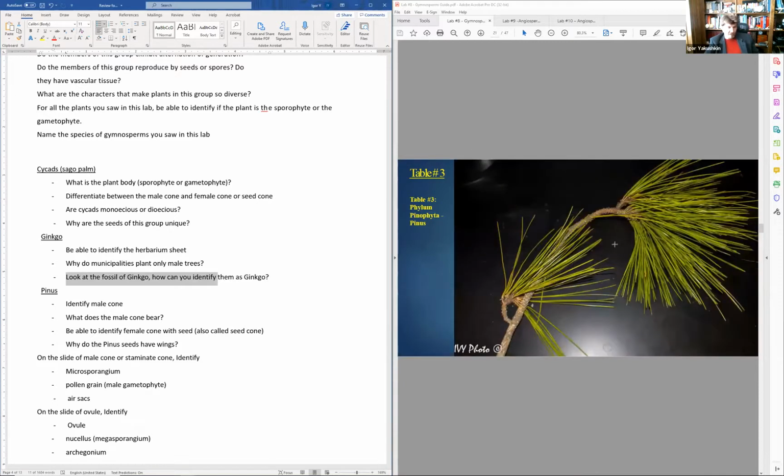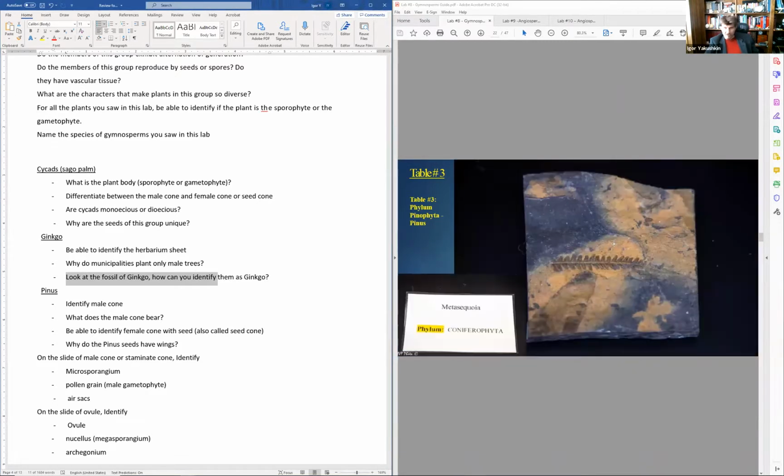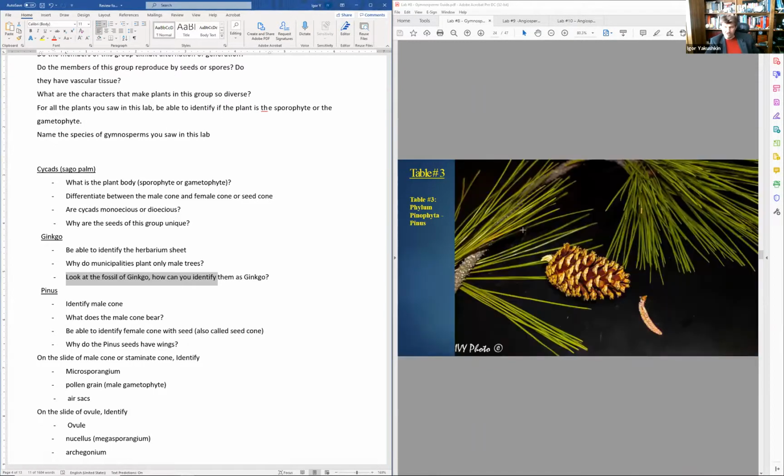Now on the pine, here we're looking, identify male cone, female cone. So we're looking at the fossils of the sequoia, and now we're looking at the female cone and the male cone, right? Female, male, heterospory, large and small. Now we're looking at the different sporangia, technically speaking, which produce megaspores and microspores. What does the male cone bear? What do they produce? They produce pollen. Identify a female cone with seeds. Also, why do the pinus have the wings?